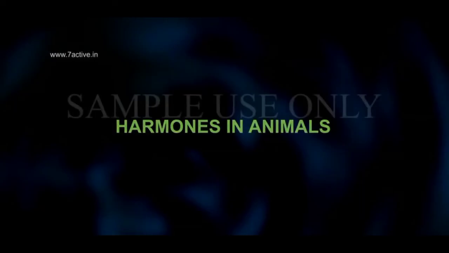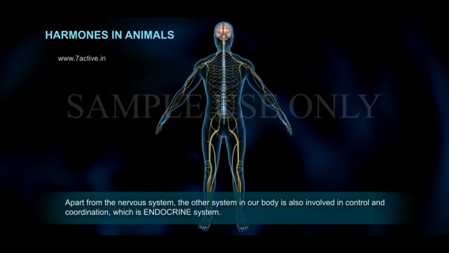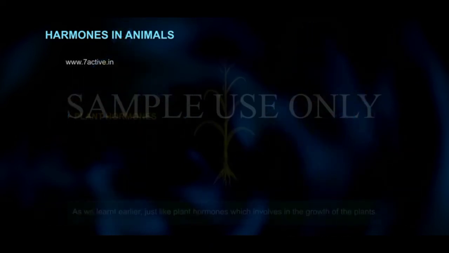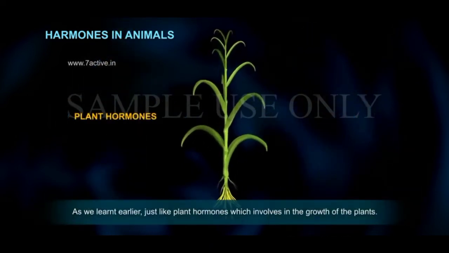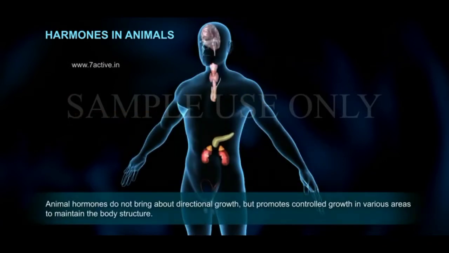Hormones in animals. In our earlier topic, we learned how the nervous system is involved in control and coordination in living beings. Apart from the nervous system, another system in our body is also involved in control and coordination, which is the endocrine system. As we learned earlier, plant hormones are involved in the growth of plants; animal hormones do not bring about directional growth but promote controlled growth in various areas to maintain the body structure.